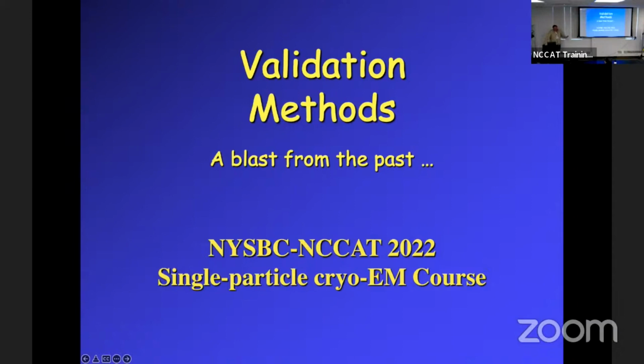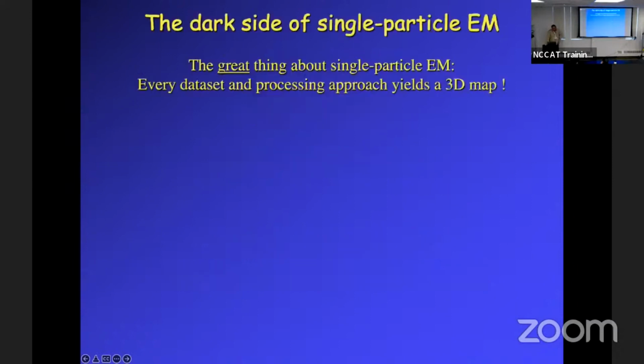And so rather than talking about validation, I usually just give an overview of single particle electron microscopy, from my perspective, and maybe also reinforcing some of the things that Rich said about resolution and these kinds of things. So the reason why validation methods used to be important is that there was a dark secret about single particle electron microscopy, and that was that no matter what data set you used, no matter how you processed it, you always got a 3-dimensional map. So that was really great.